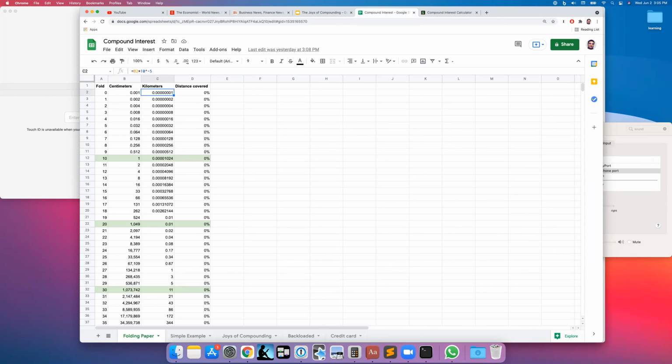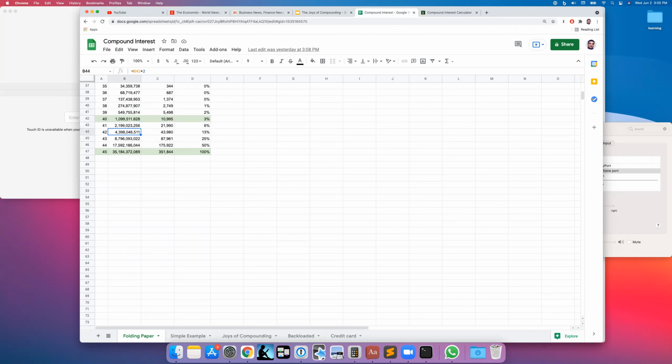So I did a conversion over here, and I'll explain what the distance covered column is at the very end. Without any fold, the paper thickness is 0.001 centimeters. Fold one, it goes to 0.002. Fold two, it goes to 0.004. All the way on the 45th fold, it is 35 billion centimeters, which translates to 351,844 kilometers, which is almost 91 to 92% of the distance to the moon.